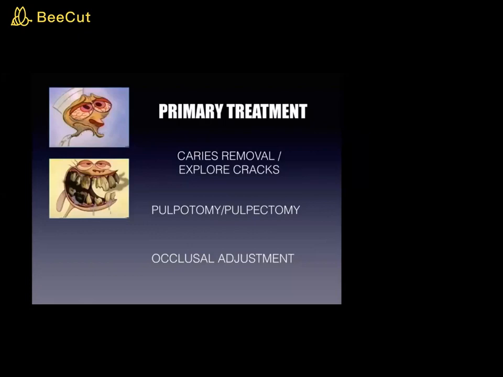So most of these cases that come, caries removal is obvious. A lot of the cases are going to be either carious or cracked teeth. These are the most common causes of pulpitis. So the first thing you want to do is make sure you remove the caries, or if there's an unrestored tooth, explore the cracks, see how far they go. And then you need to decide, am I going to do a pulpotomy or a pulpectomy? Obviously, the difference being, am I going to just remove part of the pulp, or do I actually go and remove the entire pulp?